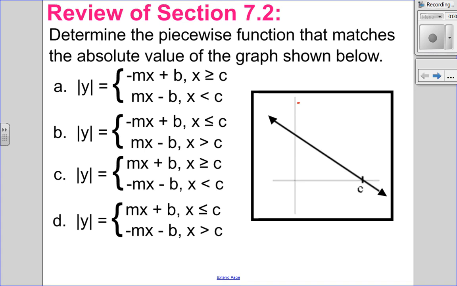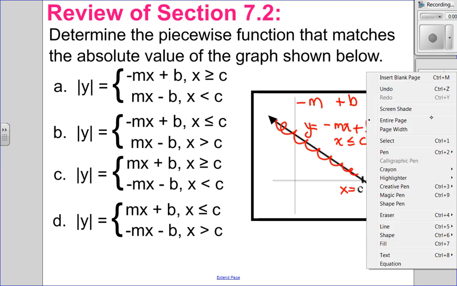I notice that my linear equation has a negative slope and a positive y-intercept. I see that the x-intercept is c. So I want to come up with the piecewise function. So let's look at the positive piece and the negative piece. So here is the positive piece, and that is going to stay the same. So y equals, I have a negative slope and a positive y-intercept. That will happen to the left of c, or when x is less than or equal to negative c.